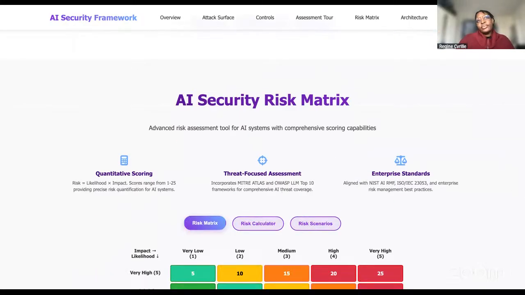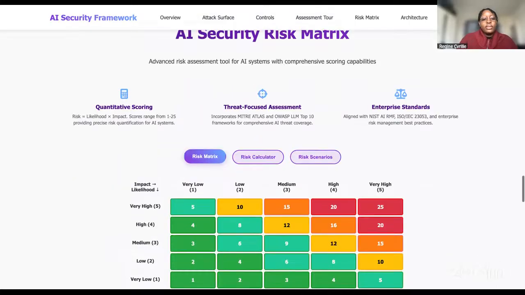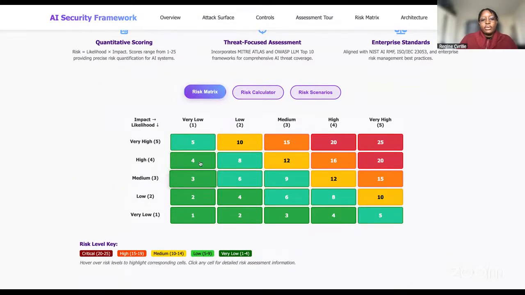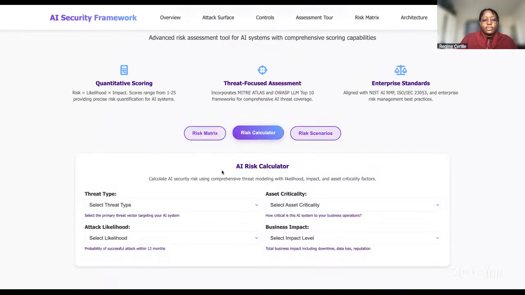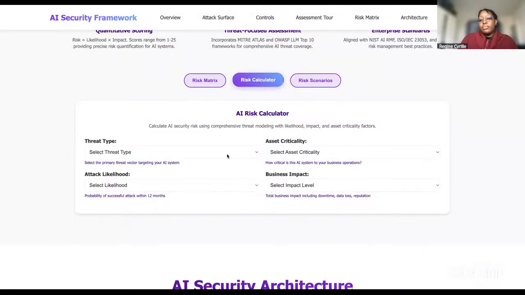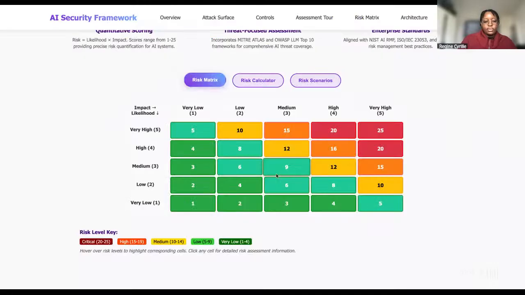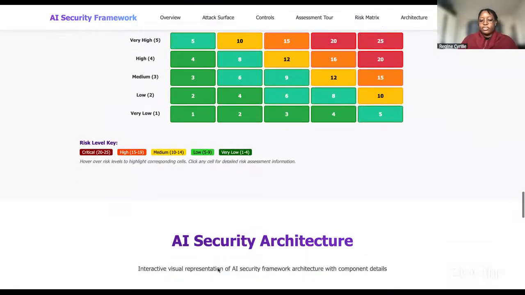Then there is the risk matrix that tells you, based on different threat types and maybe the asset criticality, the likelihood of them happening, and then the business impact. Maybe will it cost us a lot of money, not really a lot of money, and it gives you a risk score. Based on your score, you decide what you can do about this. So I invite you again to check it.